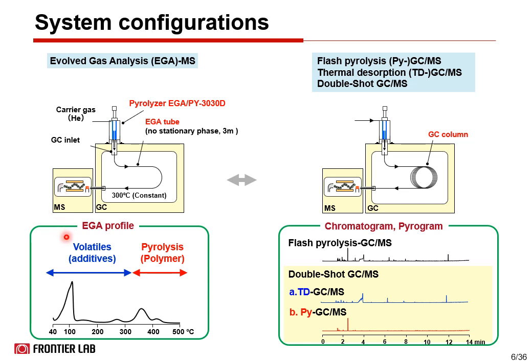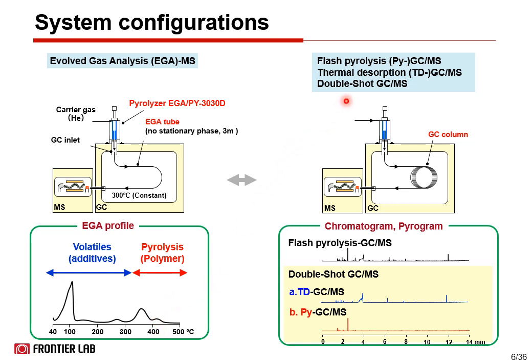This is a typical EGA profile. The horizontal axis is pyrolyzer furnace temperature, and the vertical axis is peak intensity. So this profile provides information on at what temperature the additives are vaporized, and at what temperature the polymer components are pyrolyzed or decomposed.